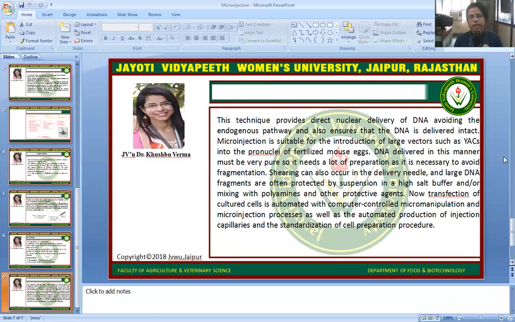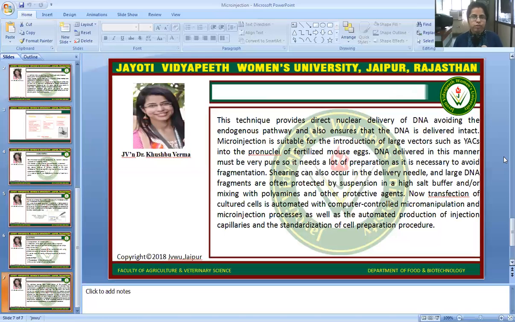This technique provides direct nuclear delivery of DNA, avoiding the endogenous pathway, and also ensures that the DNA is delivered intact. Microinjection is suitable for the introduction of large vectors such as YAC into the pronuclei of fertilized mouse eggs. DNA delivered in this manner must be very pure, so it needs a lot of preparation as it is necessary to avoid fragmentation. Shearing can also occur in the delivery needle, and large DNA fragments are often protected by suspension in a high salt buffer and or mixing with polyamines and other protective agents.